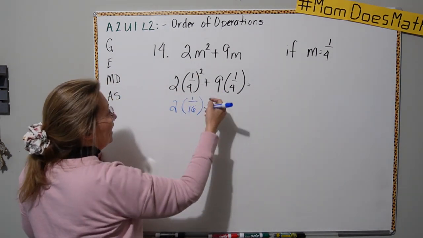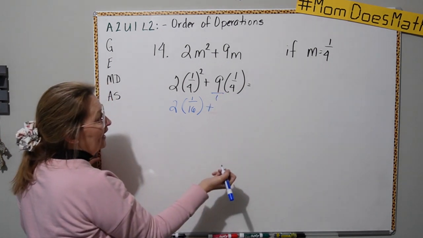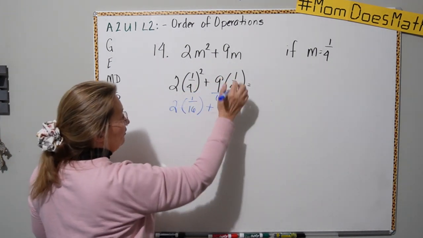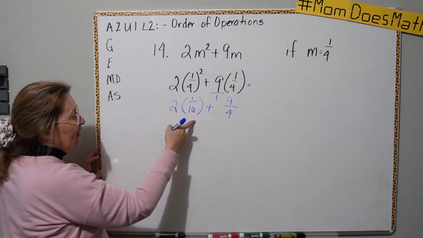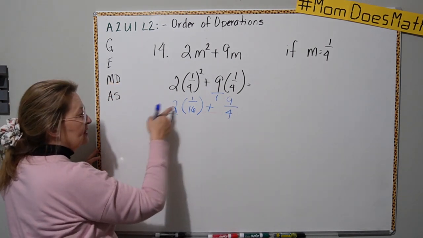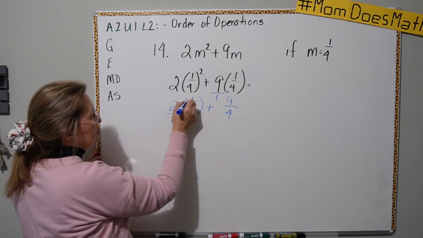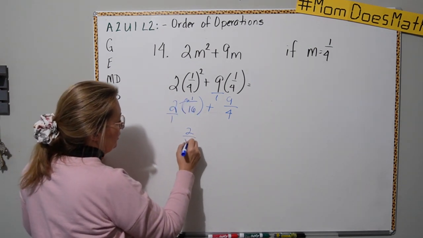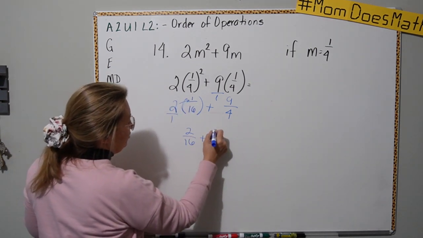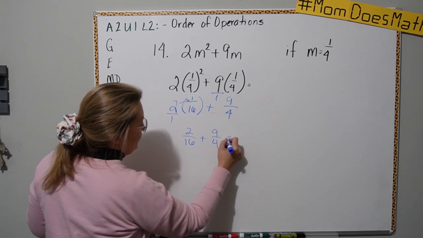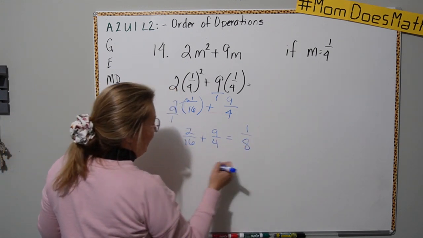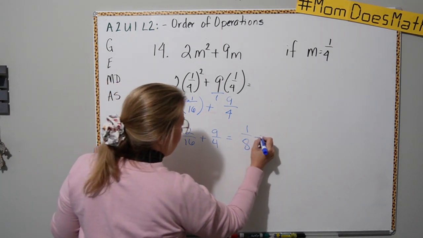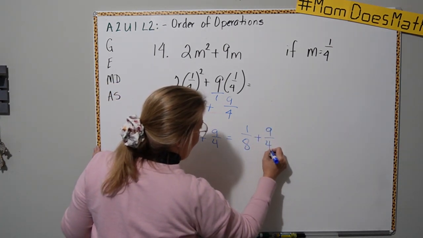All right, 9 times 1/4, this is actually 9 over 1, so you'd multiply across the top and across the bottom. All right, let's simplify this. When you multiply fractions, multiply across the top. So 2 times 1 is 2 over 16 plus 9/4. Now to simplify 2/16, that's going to be 1/8. I just divided both of them by 2, plus 9/4.